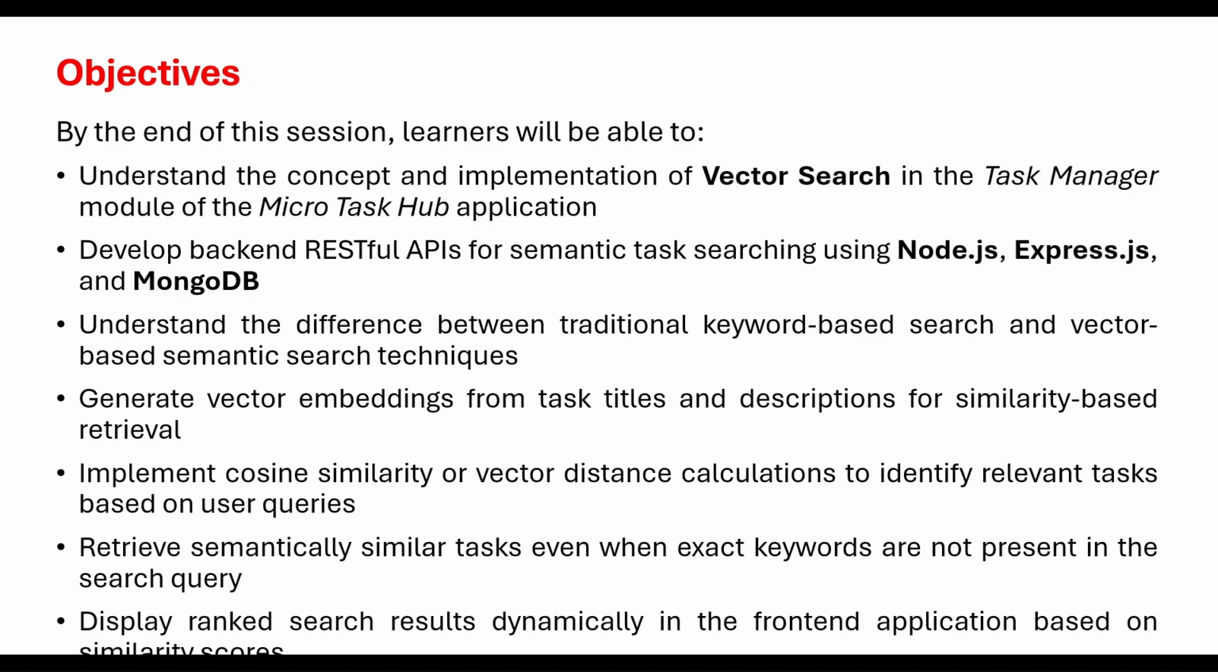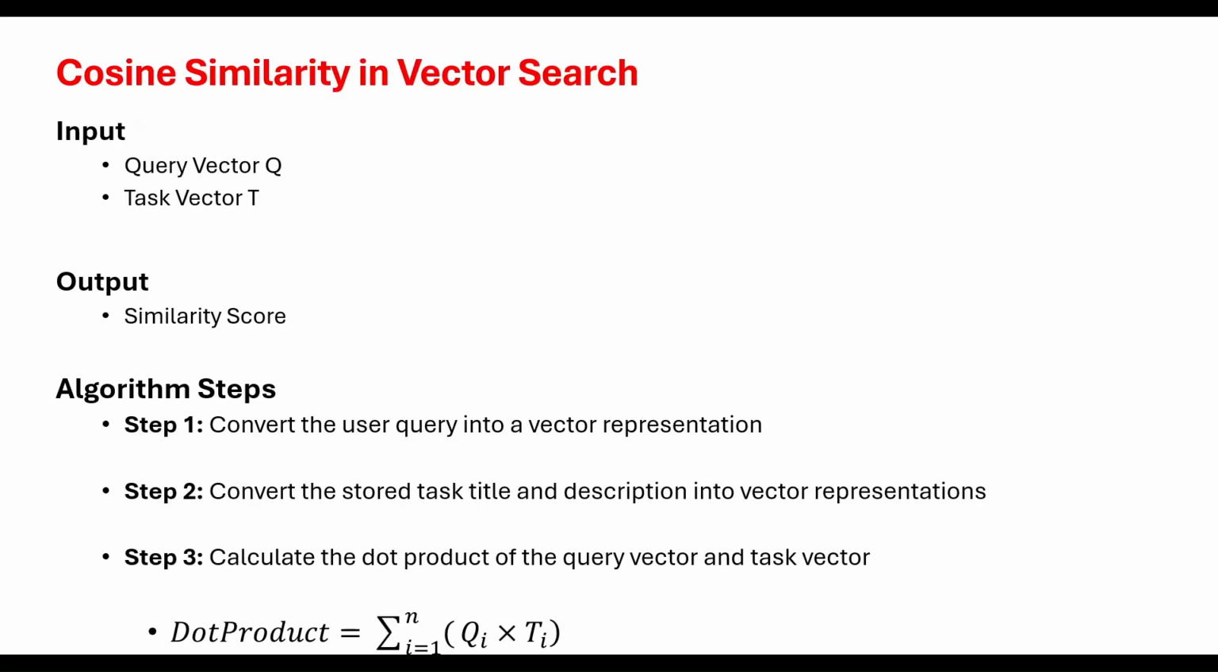traditional keyword search and vector-based semantic search, generate vector embeddings from task title and description, implement cosine similarity calculation to identify relevant tasks, retrieve semantically similar tasks even when exact keywords are not present, and display ranked search results dynamically based on similarity scores. This session introduces an AI-powered search technique that significantly improves user experience in modern applications.